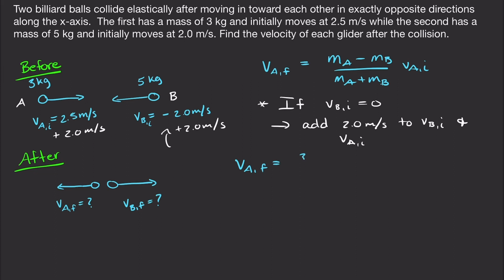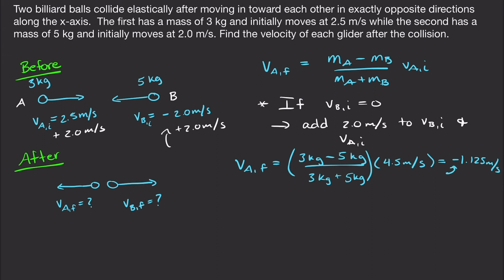Mass A is 3 kilograms minus mass B, 5 kilograms, all over their sum, which will just end up being 8 kilograms, times the initial velocity of A, but now we've shifted our velocity by adding 2 meters per second, so that's going to be 2.5 plus 2, or 4.5 meters per second. And then we get minus 1.125 meters per second. It makes sense that object A is moving to the left after the collision, so it's negative.